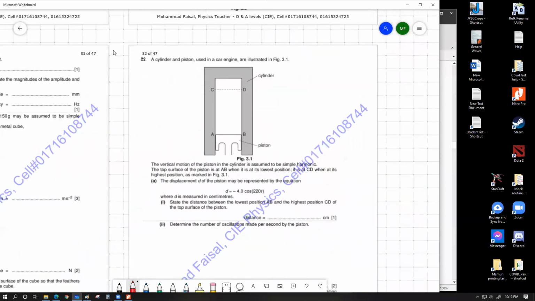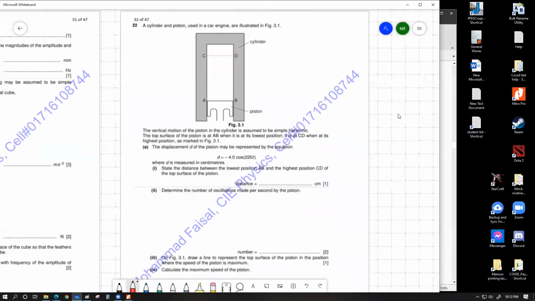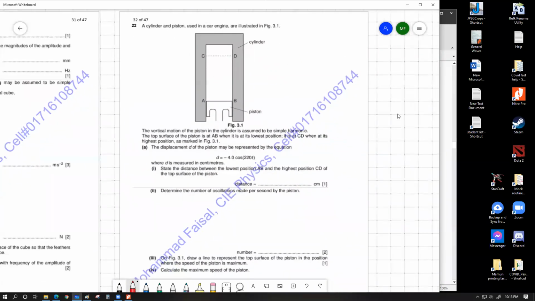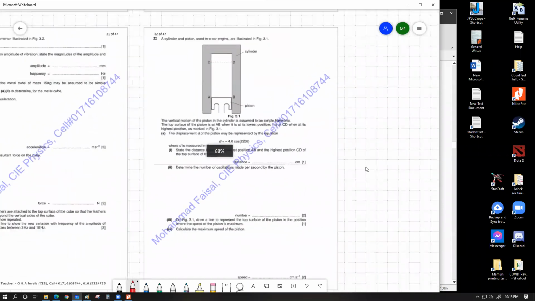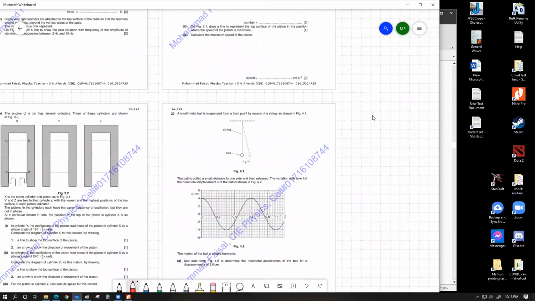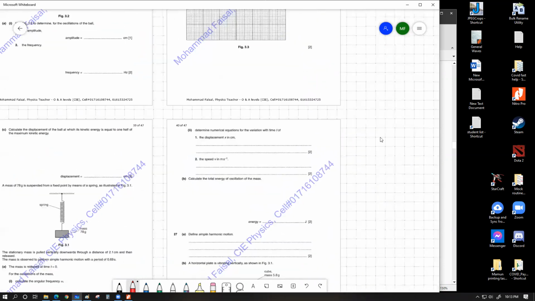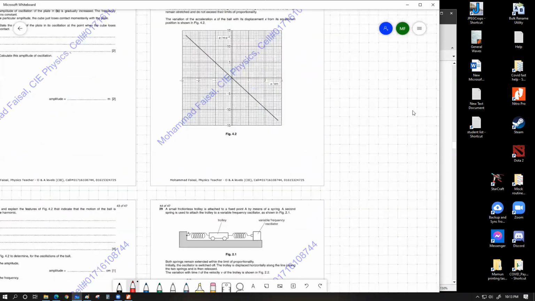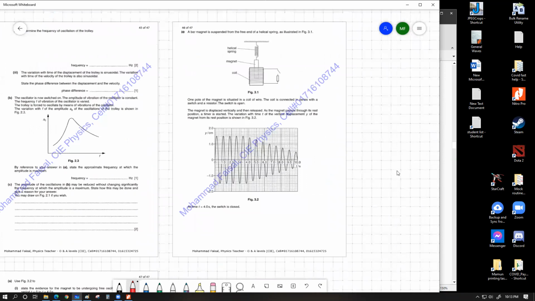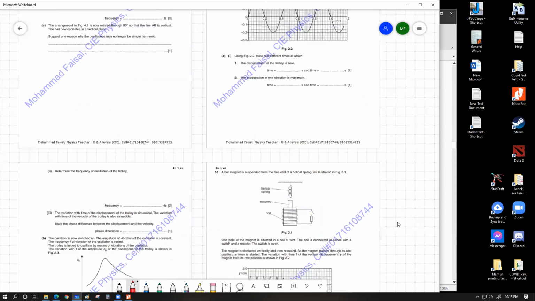Let's try this question number 22, cylinder and piston. To make sense of how this question is going to work out, I hope we have a figure of an actual cylinder piston mechanism in this question or somewhere. Do we not? We do not.